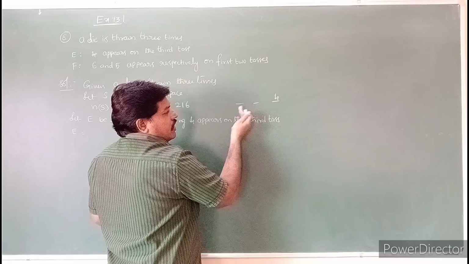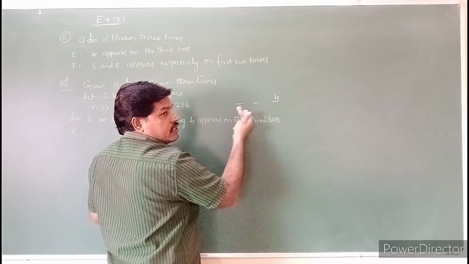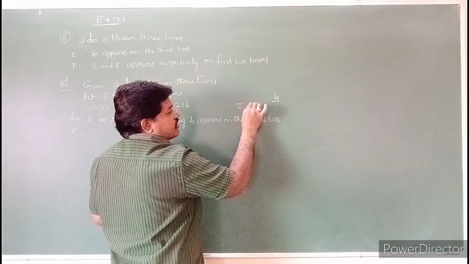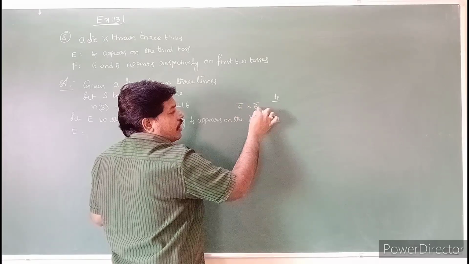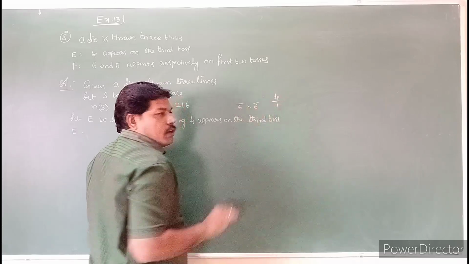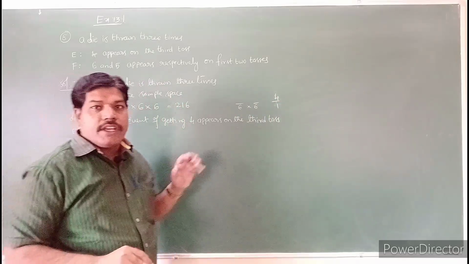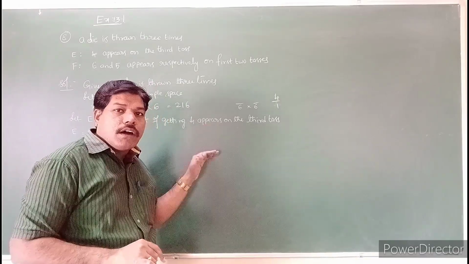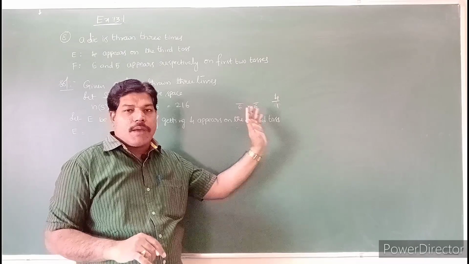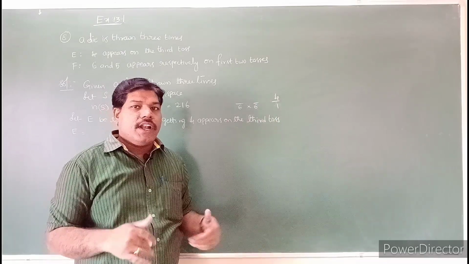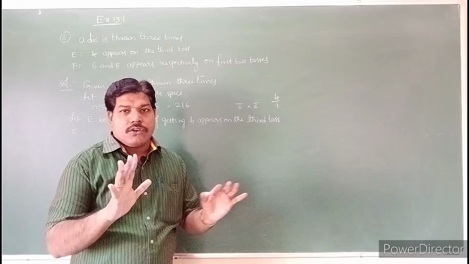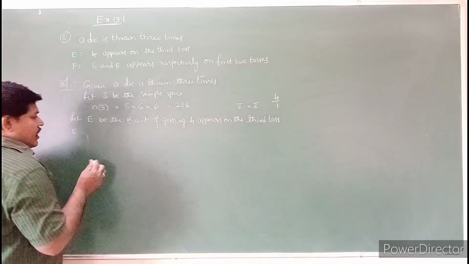That means here 2 tosses are there. In these 2 tosses you will get 6 into 6, that is 36 outcomes, into this value. Here it is a 4, that means you get 1 only. In the third toss you have to get a 4. What about the first 2 tosses? You will get 6 by 6, that is 36 outcomes. See that carefully first. So what are the outcomes?